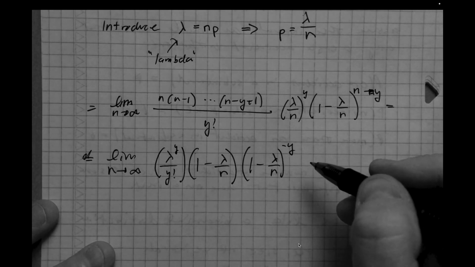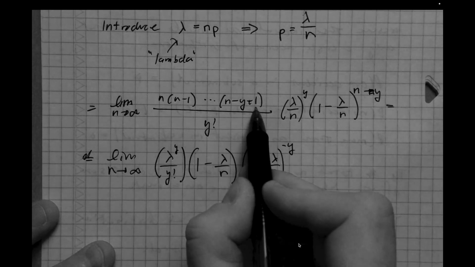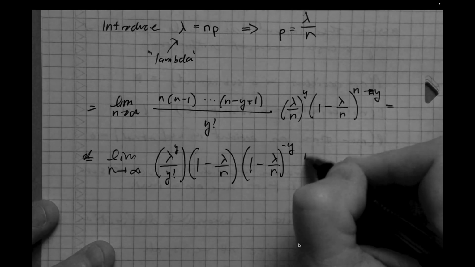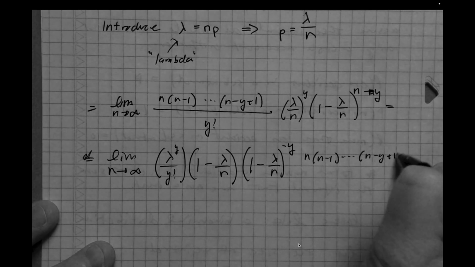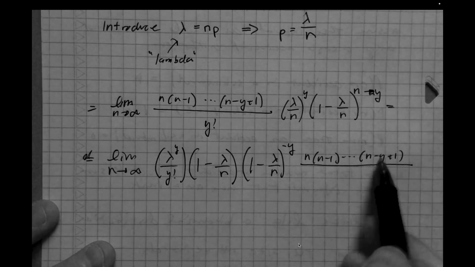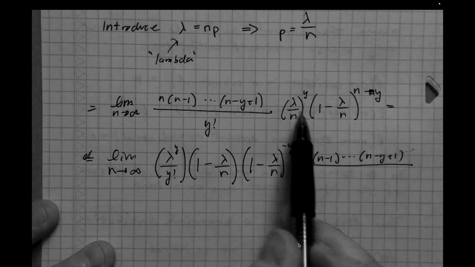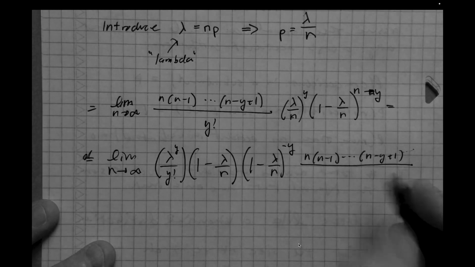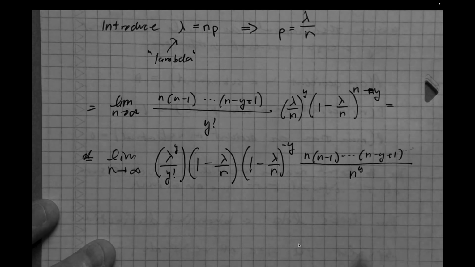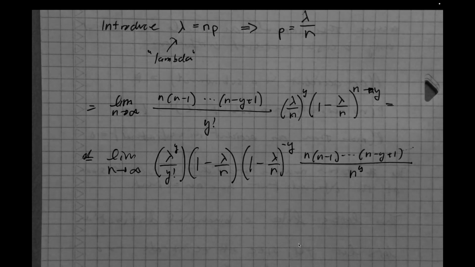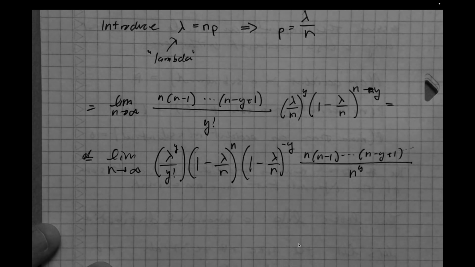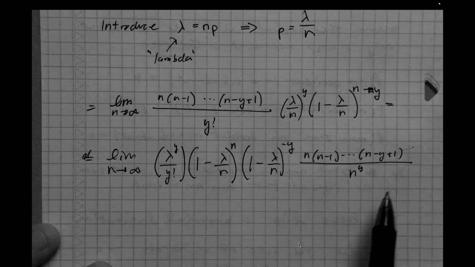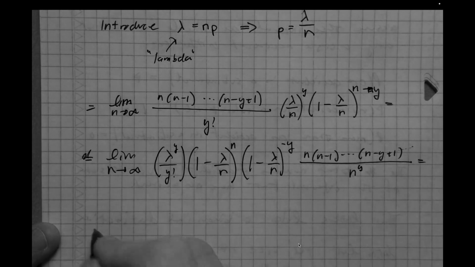Okay, and then I've got to hang on to all of these terms here. So I've got n times n minus 1, dot, dot, dot, times n minus y plus 1. And then the thing that's still outstanding here is the n to the y power, so I'm going to put that under here. All I've done here is reshuffle some things and pull some things apart. Sorry, that should be to the nth power there. So I've just rearranged some things and shuffled some stuff around.